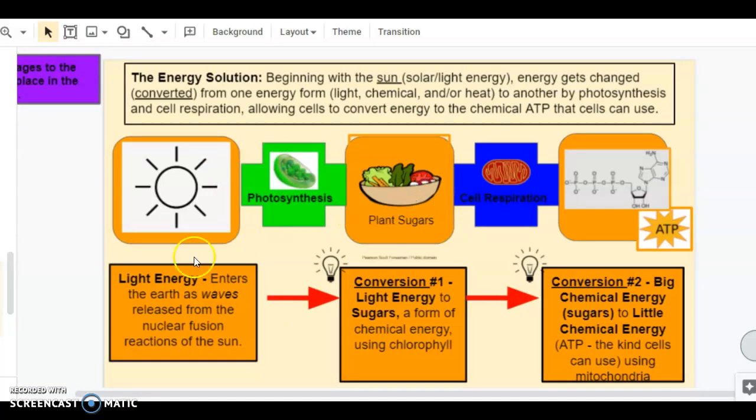How did you do? Did you show that the light energy, where we start, enters the earth as waves released from the sun? And that photosynthesis takes that energy and converts it to sugars? And then cell respiration in the mitochondria takes those sugars and uses the energy in the bonds of the sugar to create ATP, the kind of chemical the cell can use for energy? If so, you've got it.